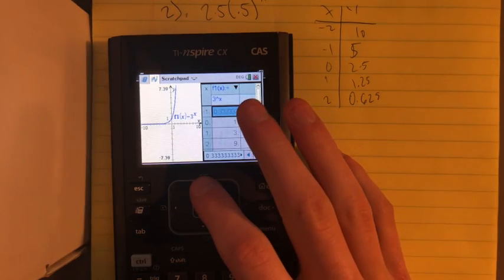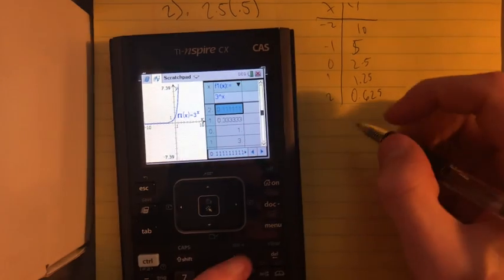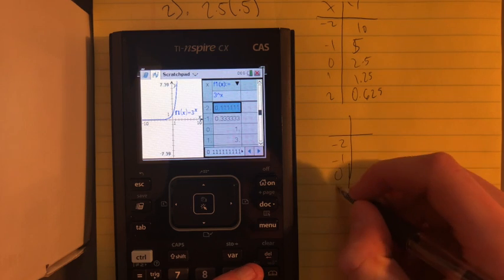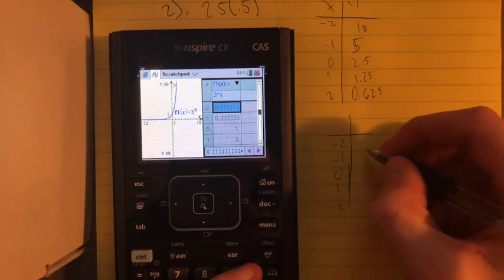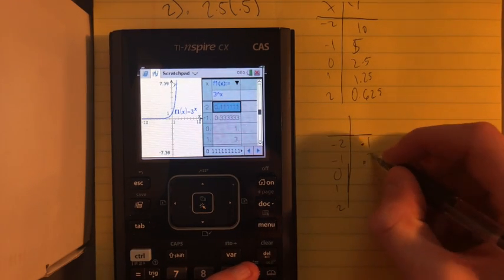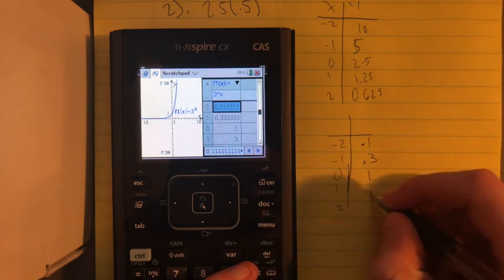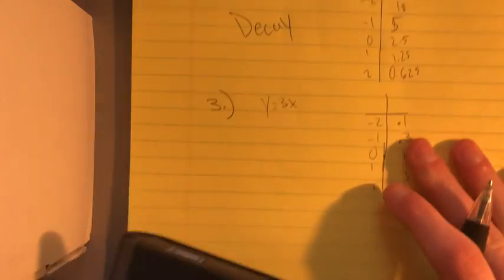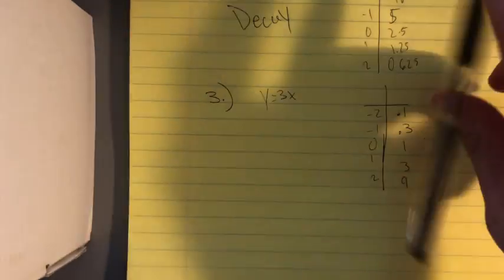I'm going to make a little table here, starting with -2, -1, 0, 1, and 2. We got 0.1, so obviously our estimate's going to be 0. So let's get some graph paper. I'll be right back.